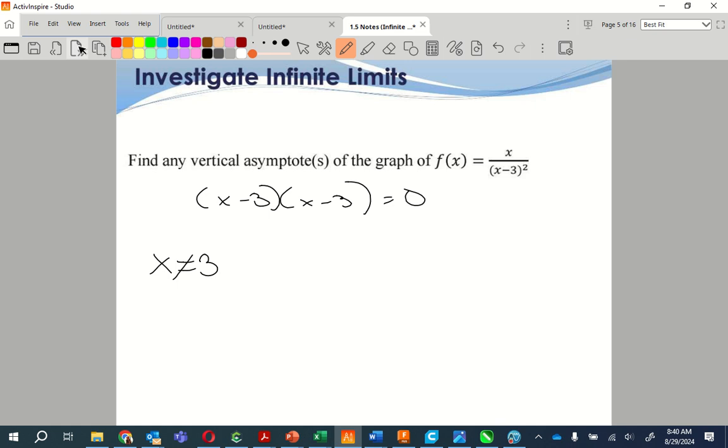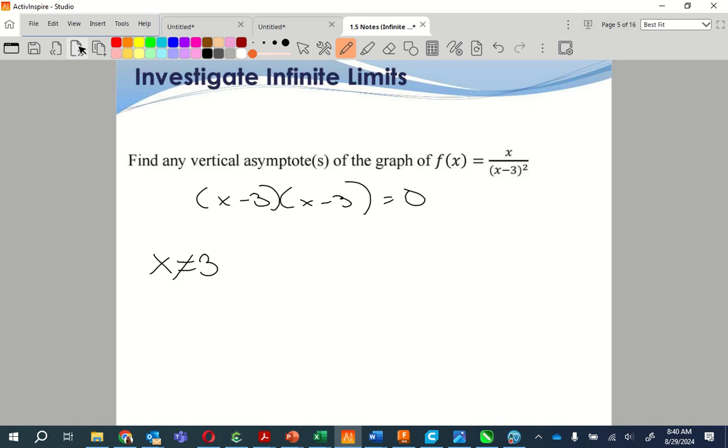Is there going to be another one? What about horizontal asymptote? We just said this a moment ago. Horizontal asymptote. The degree of the bottom is greater, so therefore it's going to go to 0. It's going to have a horizontal asymptote at 0 for these.